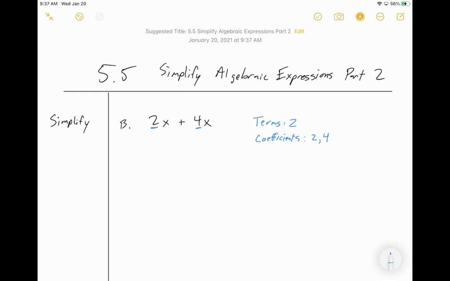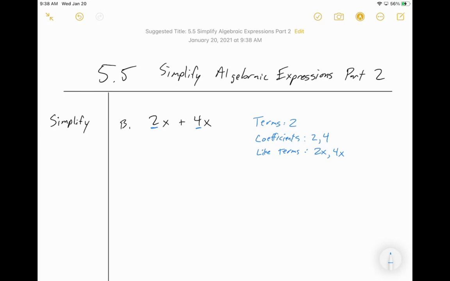Yesterday's IXL talked about this a little bit. So hopefully you guys were able to do that. If not, you can do it later today or tonight. Okay, so the coefficients are 2 and 4. And do we have like terms? Yes, we do, right? We have like terms, which are 2x and 4x.